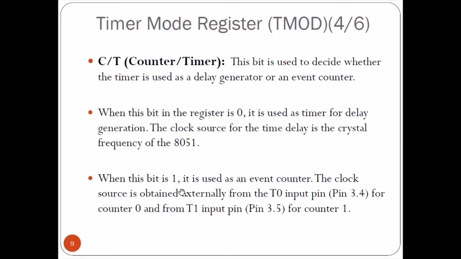When this bit is 1, it is used as an event counter, and when it is an event counter, the input pin through which it has to be triggered every time so that we count the number of triggers is T0, that is pin 3.4, port 3 pin number 4, for timer 0, and the T1 pin, that is pin 3.5, for counter 1.